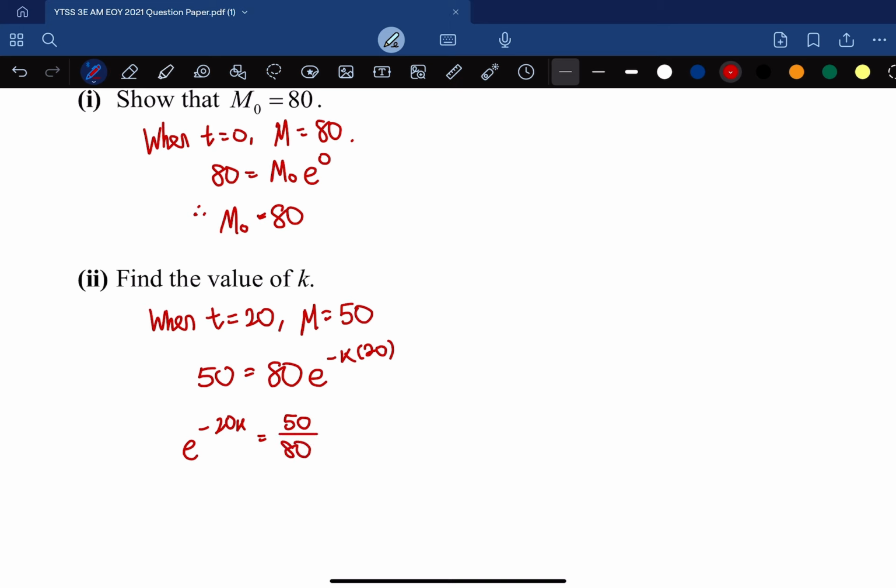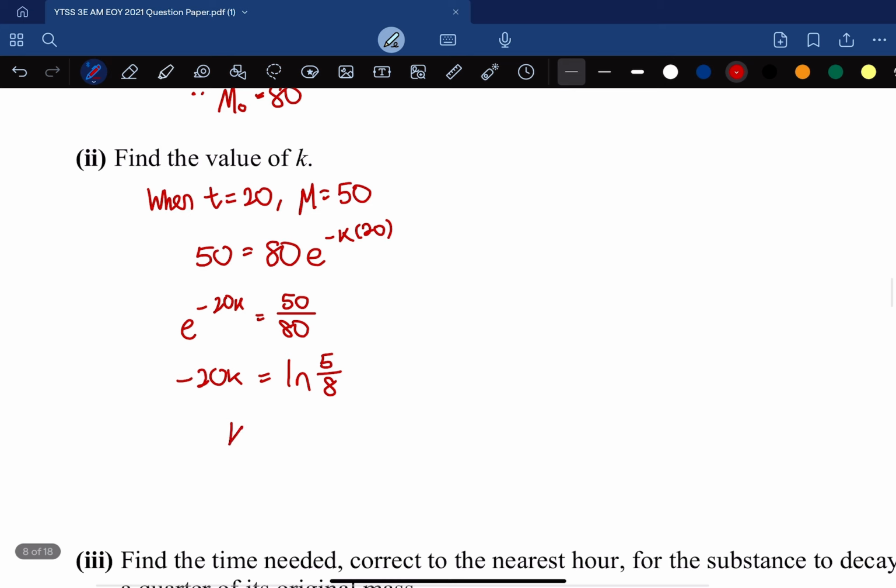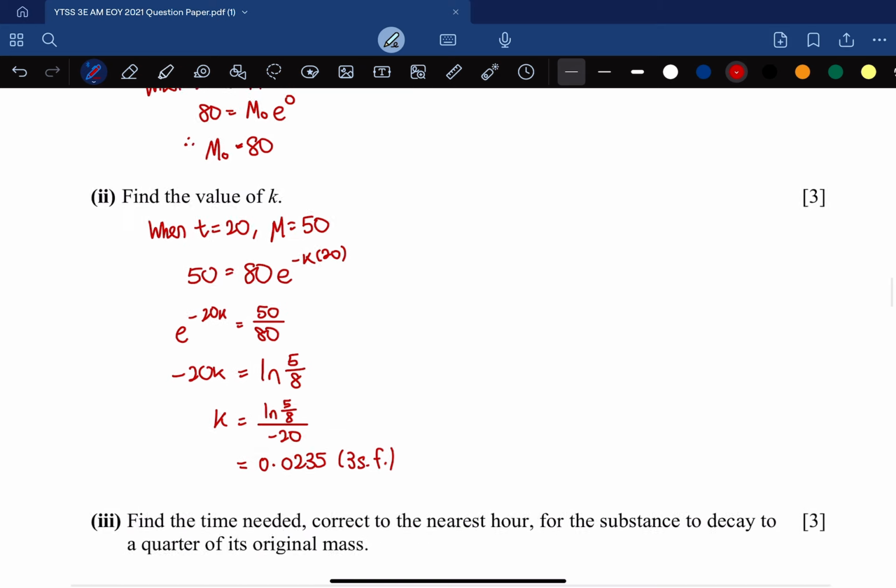So to find an unknown power, I simply can take ln on both sides. If I take ln on both sides, my left hand side ln e will become 1. This will become negative 20k equals ln of 50 over 80, which can be simplified to 5 over 8. And therefore, k is simply equal to ln of 5 over 8, the whole thing divided by negative 20. If I work this out on your calculator, you should get 0.0235 to 3 significant figures. And this is the solution to part 2.